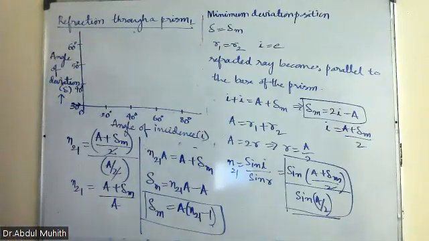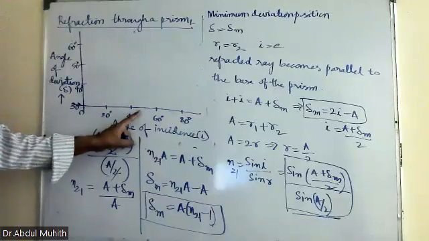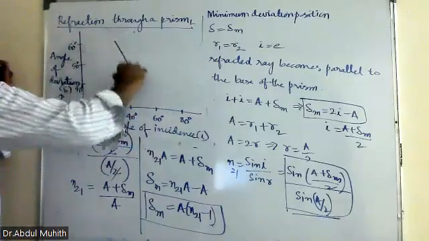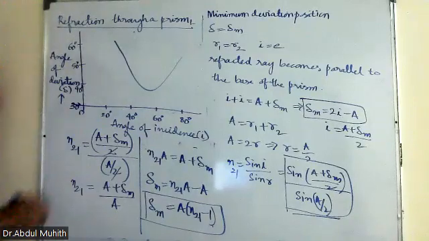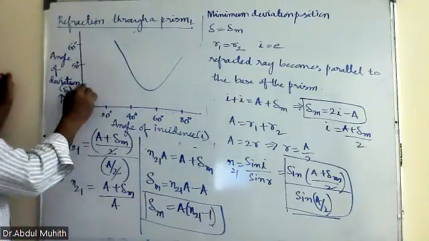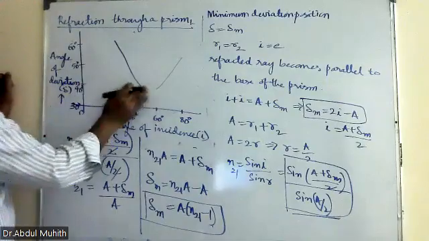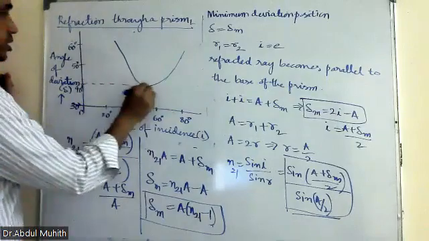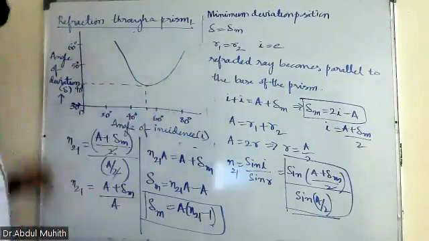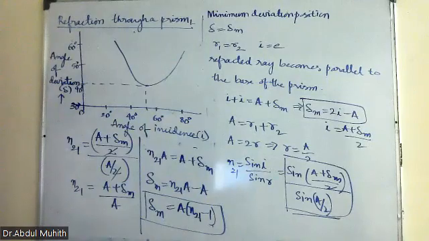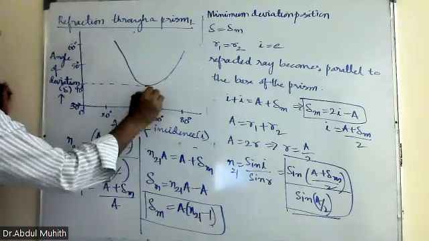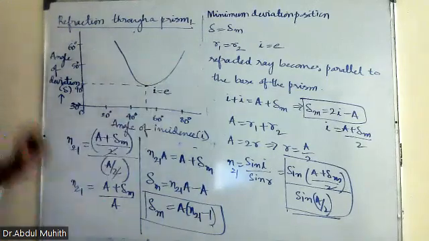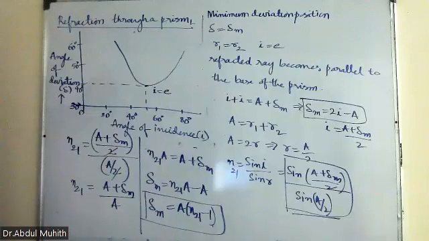Now, what happens here? Somewhere around here, at 42 something, it comes something like this. So this angle is said to be the angle of minimum deviation. This is the angle of deviation delta, and this is the angle of minimum deviation. Is that clear? At this point, the angle of incidence and angle of emergence are both becoming equal. This graph is important.